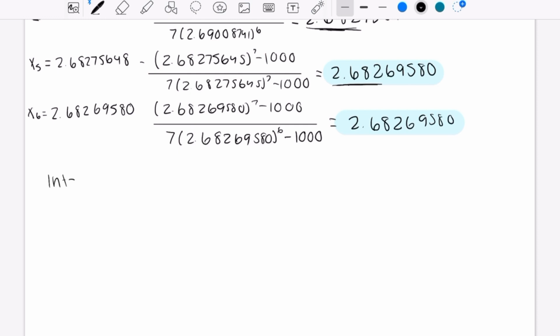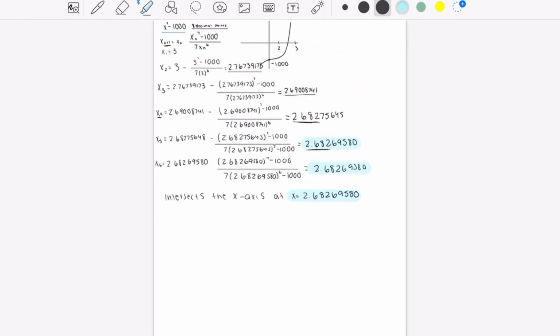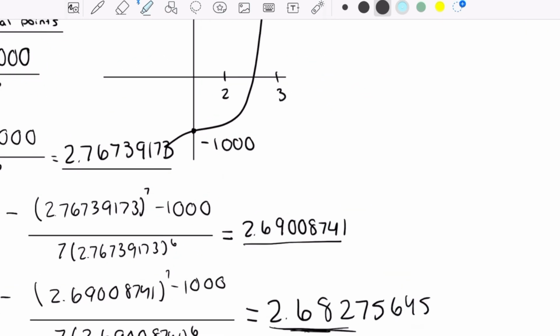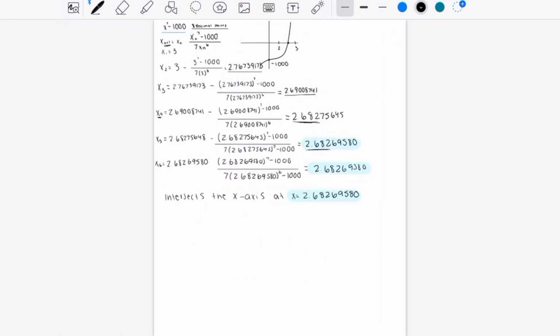Now we can say it intersects the x-axis at x equals 2.68269580. And that is our solution with Newton's method. And we can put that right here. And that was our x.